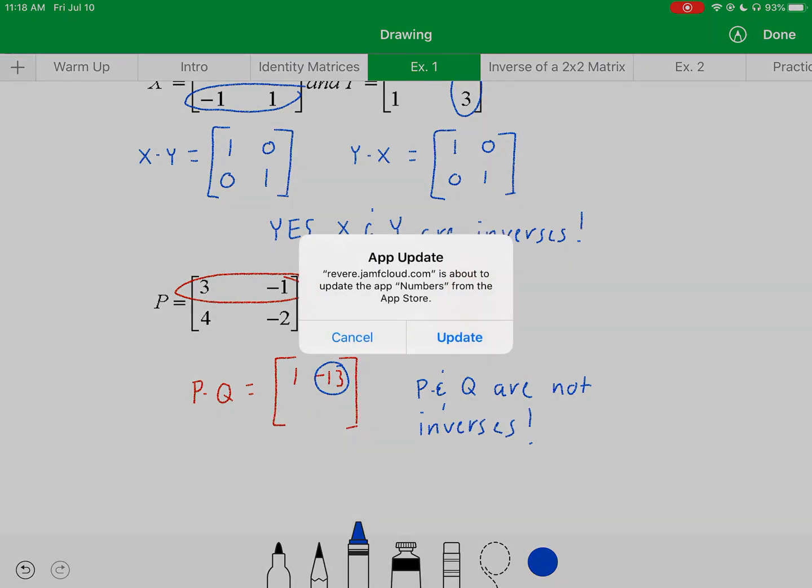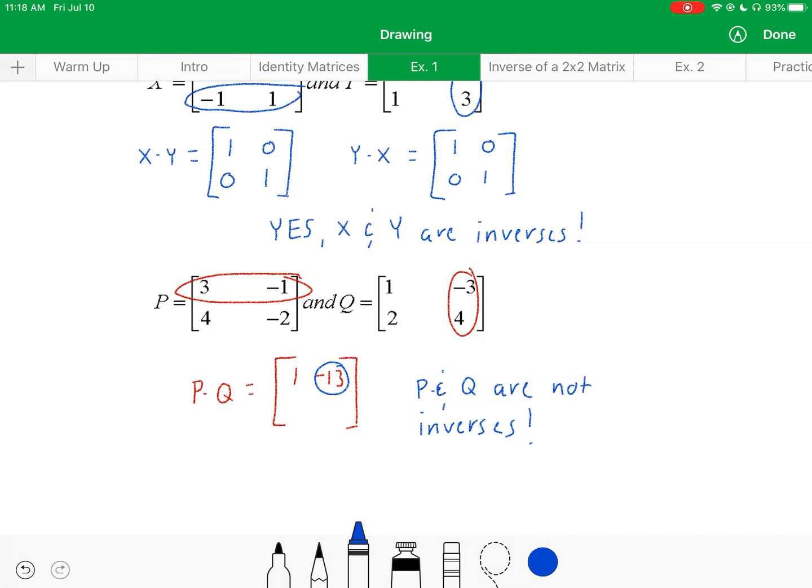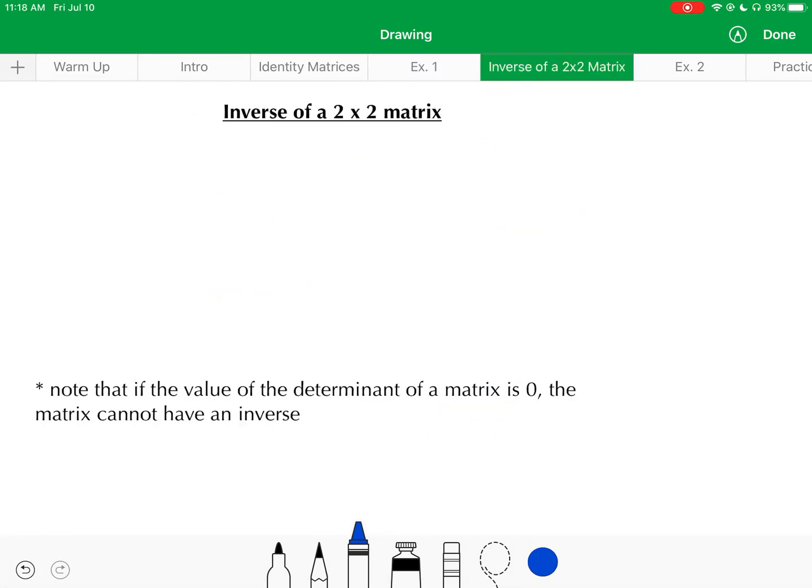Okay, you don't even have to worry about finding the other two elements of that matrix. Okay, so now let's show you exactly how you can find the inverse of a 2 by 2 matrix. We'll give you a little formula that you can use.